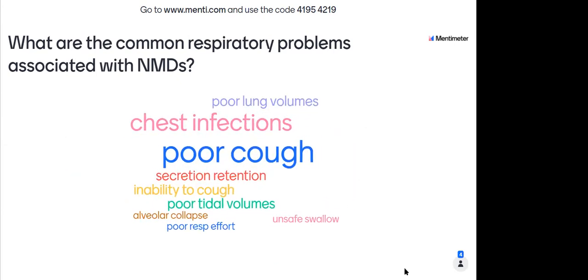So we're getting poor lung volumes, chest infections, poor cough, secretion retention, inability to cough. Again, something about tidal volumes, collapse, poor respiratory effort, unsafe swallow.